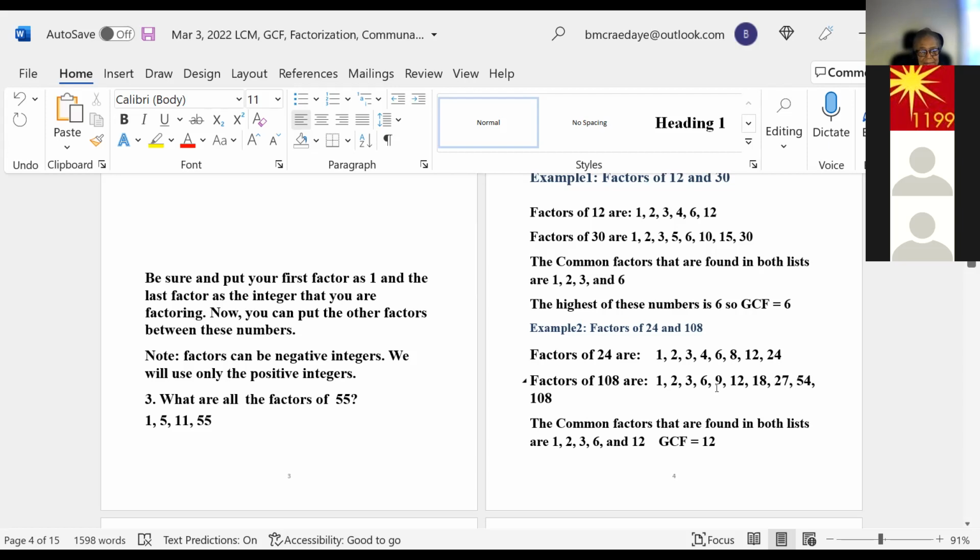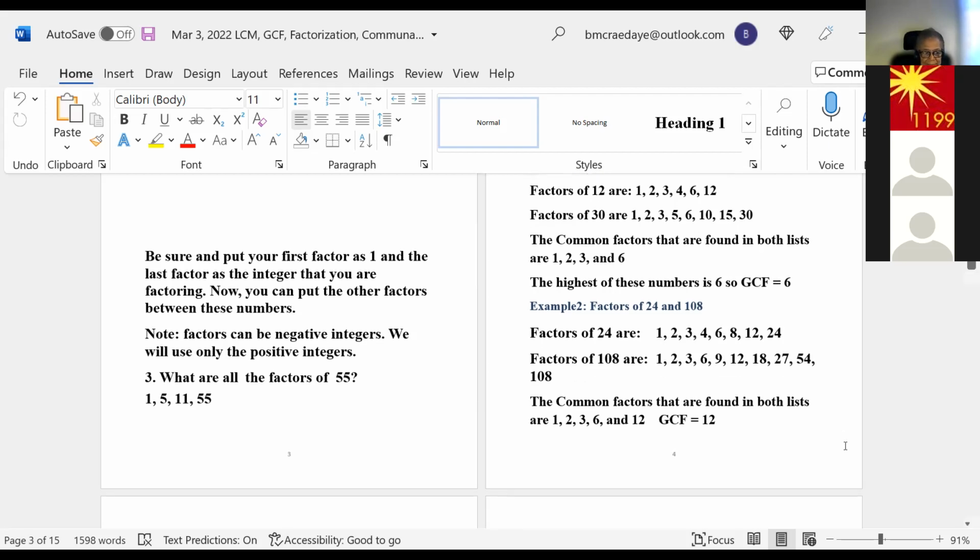Now, what's common about this list? You see a 1, a 2, a 3. What else? 6. And what else? And a 12. Yes. So what is common? 1, 2, 3, 6, and 12. What is bigger? 12. That's the greatest common factor. Got it? Yeah. So this is using the list method. Find the factors and then compare the lists and pick out the ones that are in common and then pick out the bigger of the ones that are the common factors.